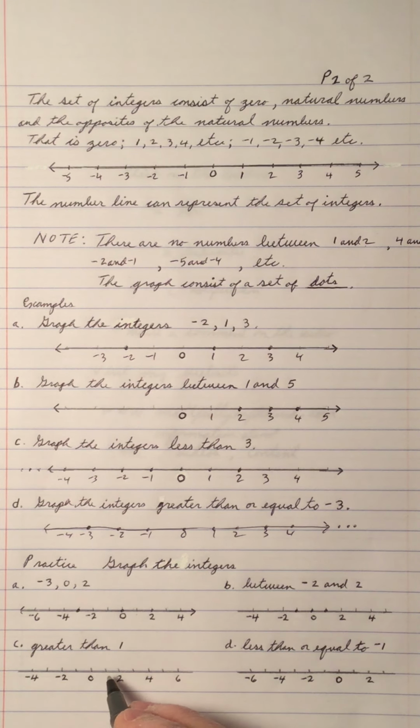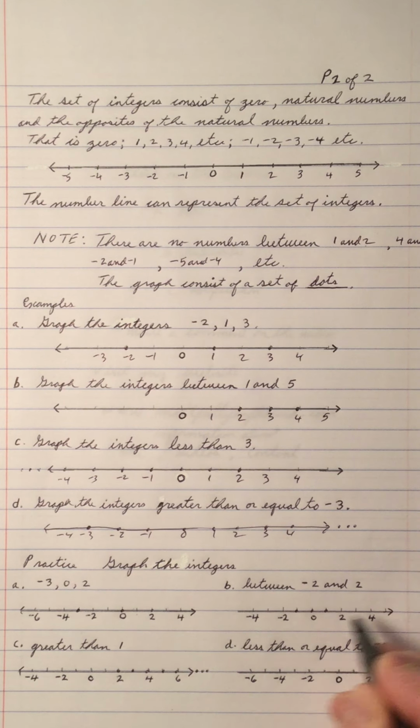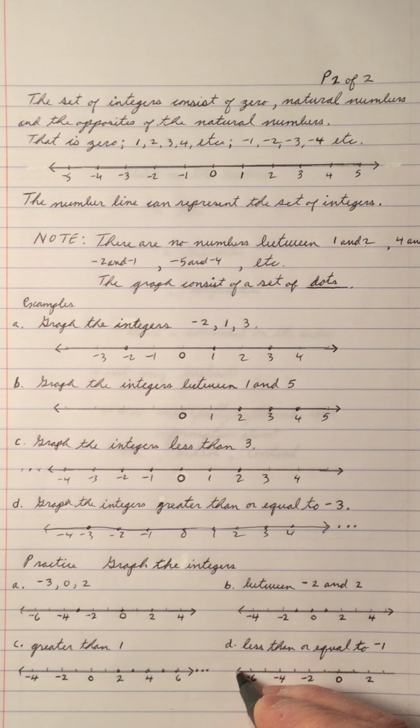Greater than 1. So there's 1. Notice you're not including 1. Greater than is 2, 3, 4, 5, 6, and you put an arrow on the line. Three dots indicate it's going on. Let's put an arrow on those lines, just to indicate the line is still going on.